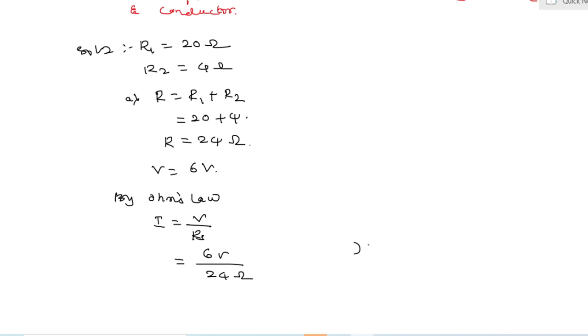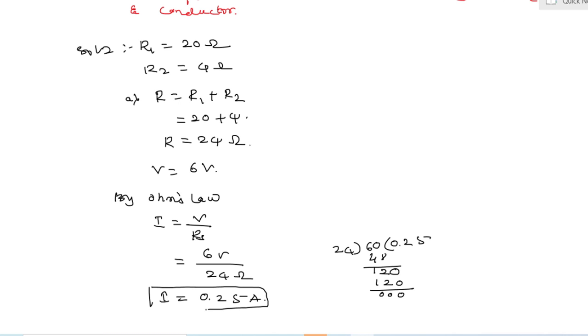Okay, now let us calculate. 6 divided by 24, 0, 0, 24 twos are 48, then take 0, 24 fives are 120. Yes, it means the answer is I is equal to 0.25 ampere.